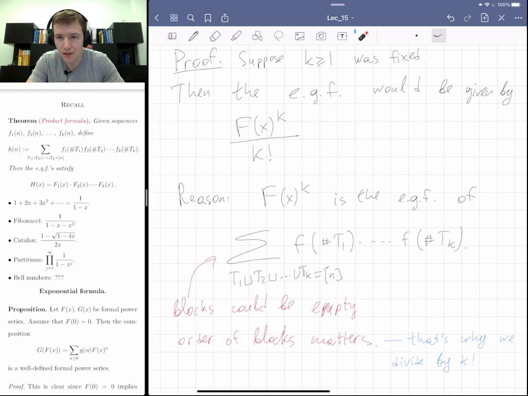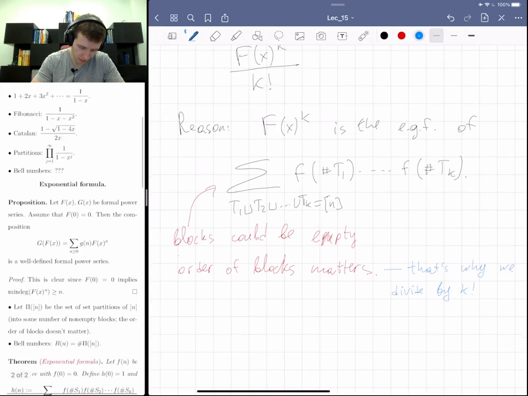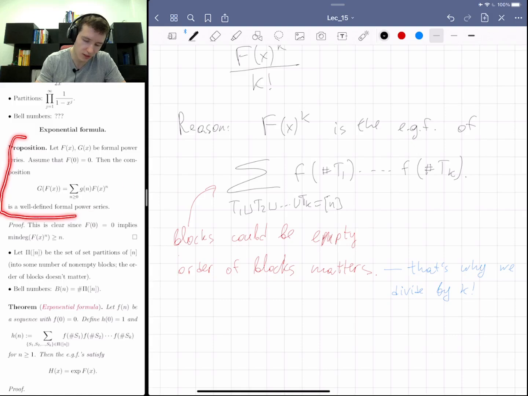Oh, f of 0 is equal to 0. Yeah, thank you. That is correct. So we have this assumption on f, right? That f has to have no constant term, and it looks like we want it because otherwise decomposition would not be defined.